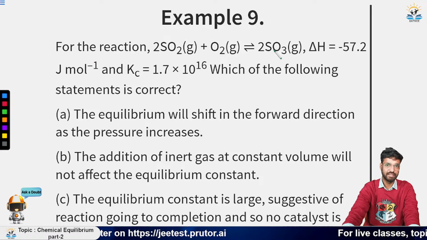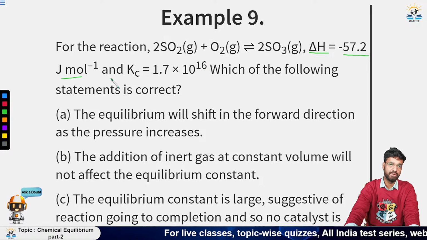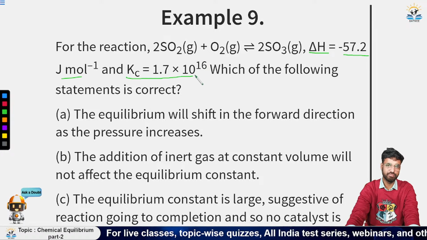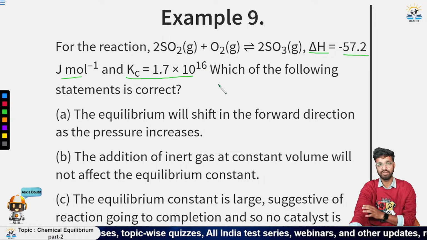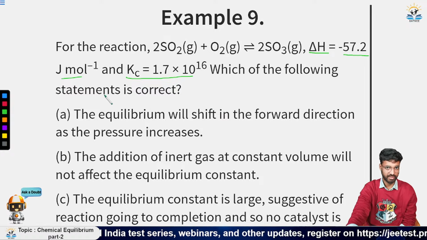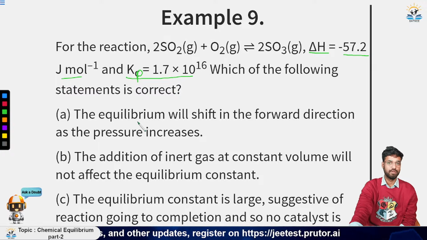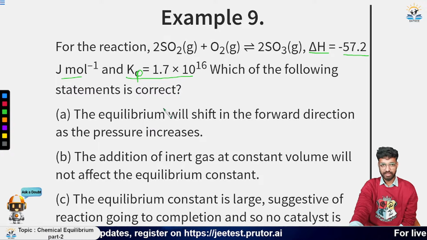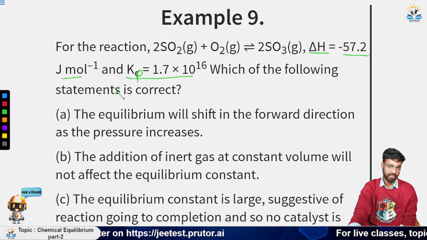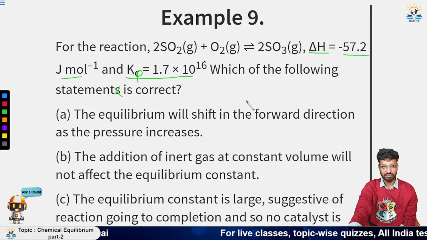For the given reaction, it is said that delta H is equal to minus 57.2 and Kp is equal to 1.7 into 10 to the power 16. Which of the following statements is correct? It is not Kc, it is Kp, sorry. It is a single answer correct type. So do not include this S, okay. If we increase the pressure, what will happen?